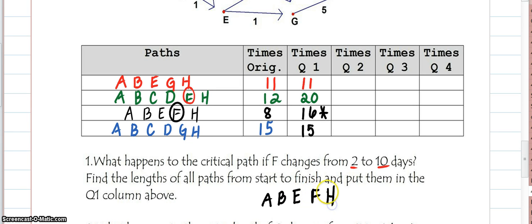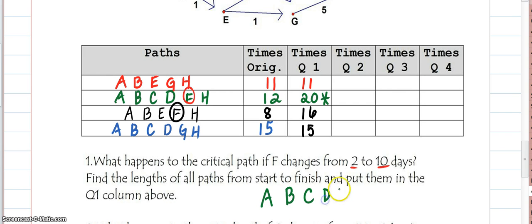is, oh, mistake by Miss Gagliano. Sorry. Okay, so that is not my critical path. Take a look. The 20 is my critical path because that is the largest number. So my new critical path is A, B, C, D, F, H. I'll write that one down.